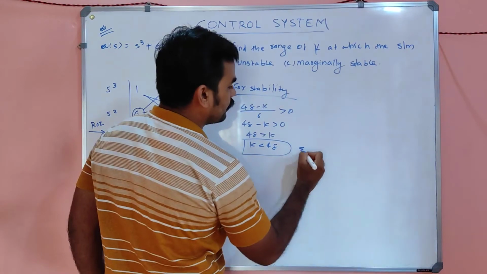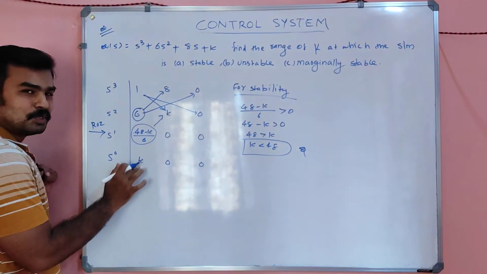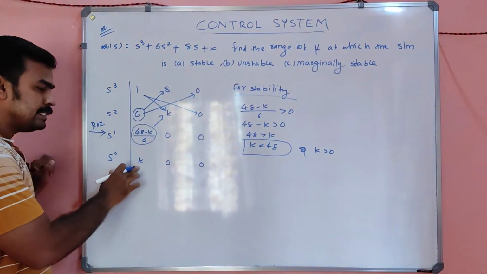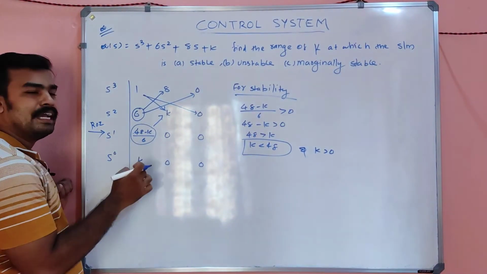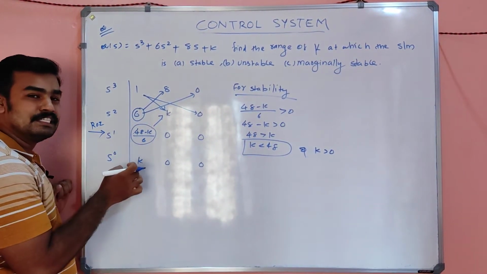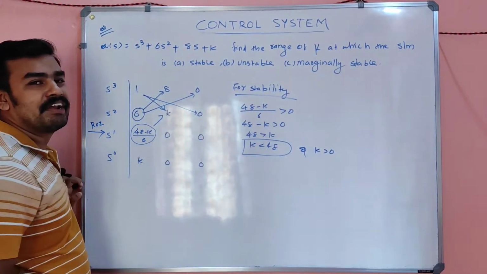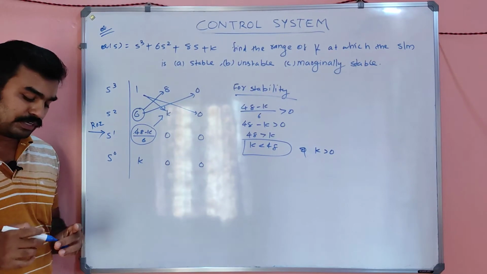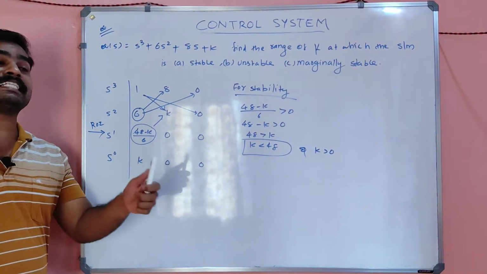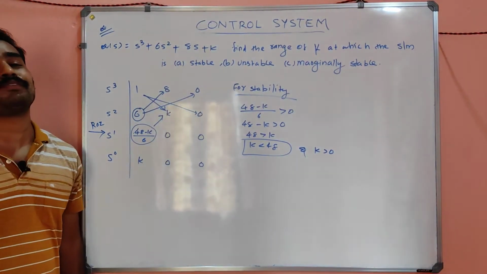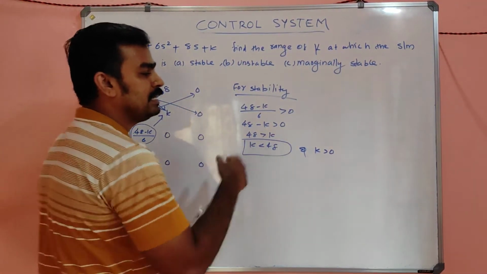and this k should also be greater than 0, my dear. Correct? If this k is less than 0, the system will be unstable because there will be a sign change. If there is a sign change, my dears, some pole will lie on the right side of the S plane, which will make the system unstable. We are going for the stability condition, not the instability condition. So it will be greater than 0.